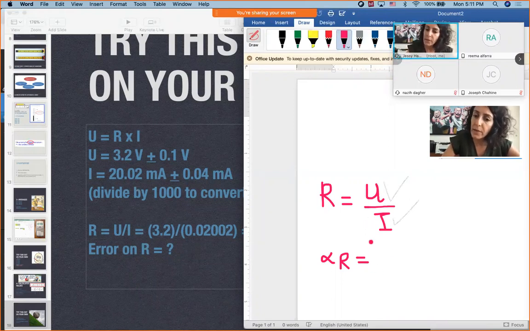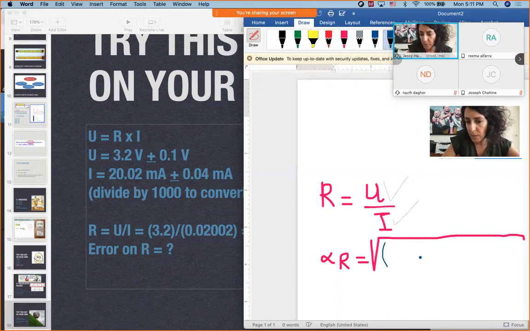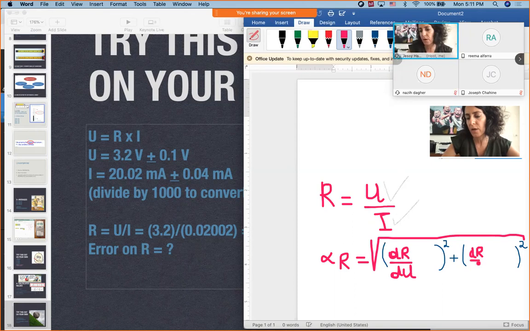Yes? So in this case, I should open a big radical, exactly like the Pythagorean theorem, under which I should open a big parenthesis squared plus another big parenthesis that is squared. I have only two parentheses because I have two measurements, okay? And under this one, I should write the derivative of R, which is my function, with respect to U. And then I'm going to do the same exact thing, but it's going to be the derivative of R with respect to I, okay? Are you with me?